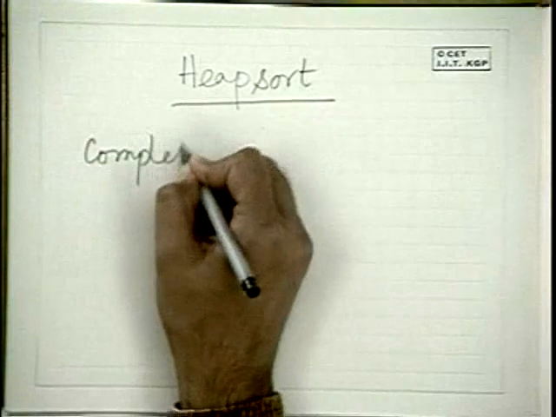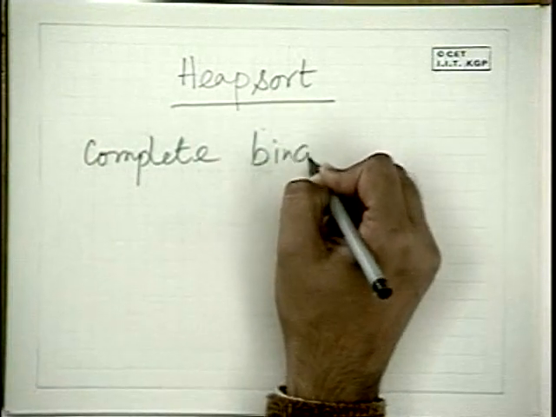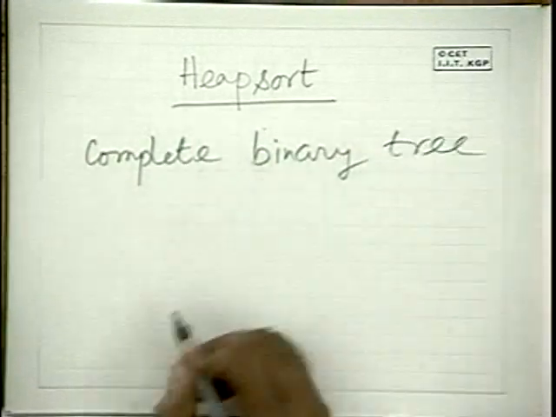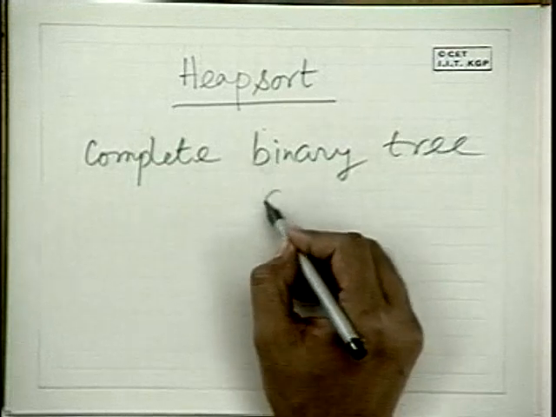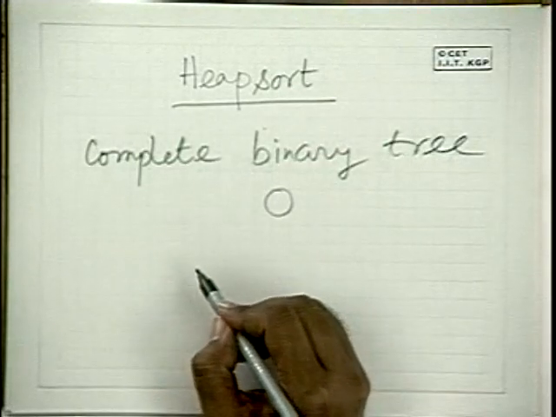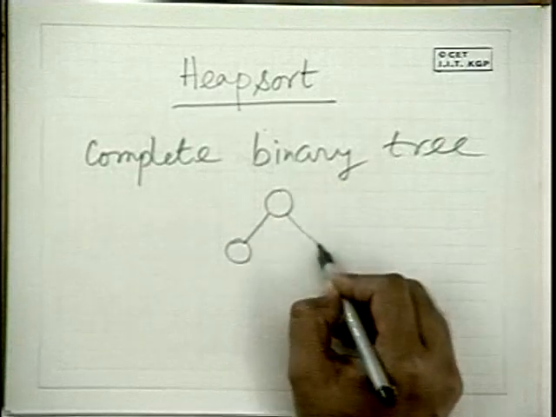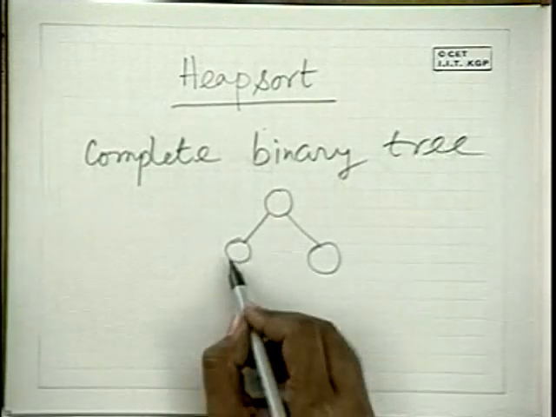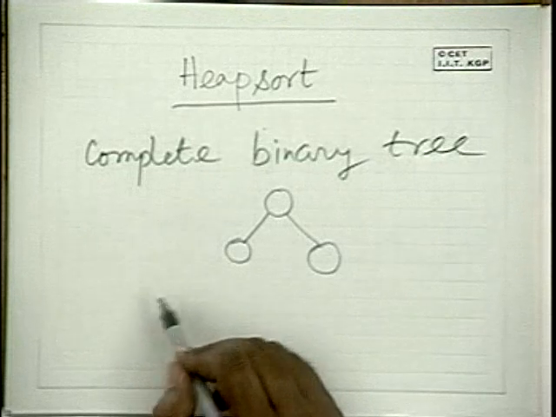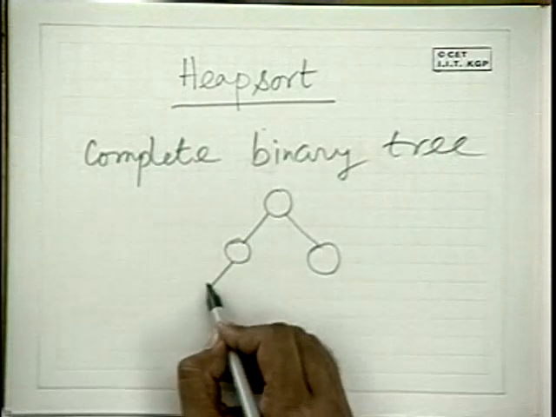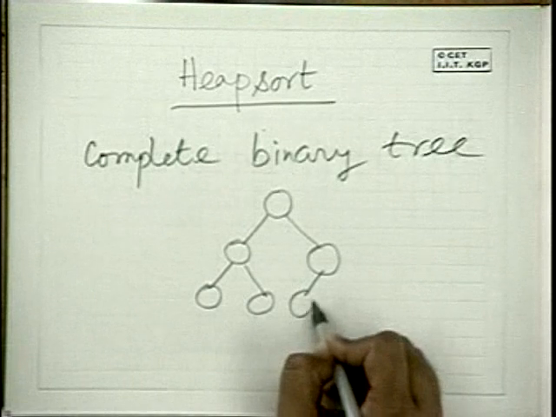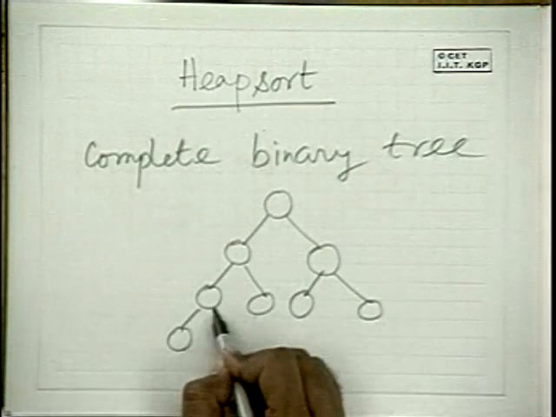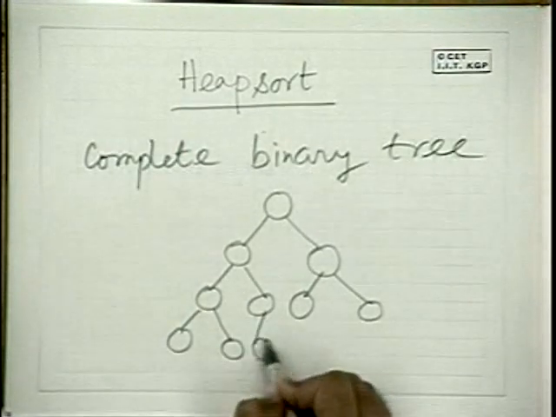So what is a heap sort? It is based on one data structure called a complete binary tree. Okay, so what is a complete binary tree? It's a binary tree. You already know what is a binary tree. Each node has at most two children, and each level of the binary tree is complete except probably the last one, and the last one should be filled from left to right. So this is a complete binary tree.